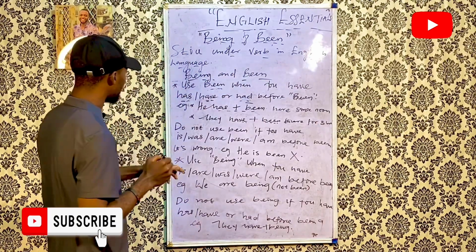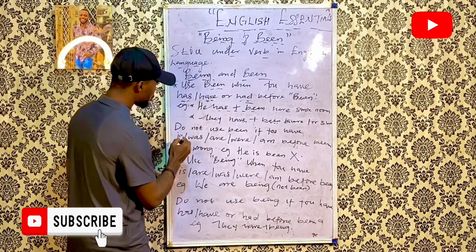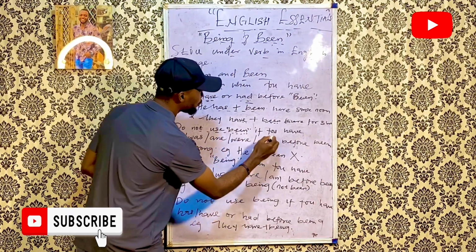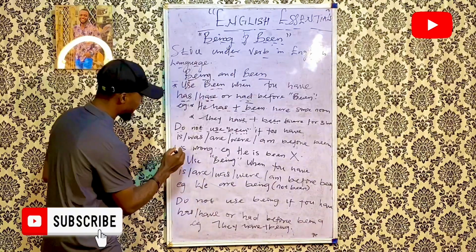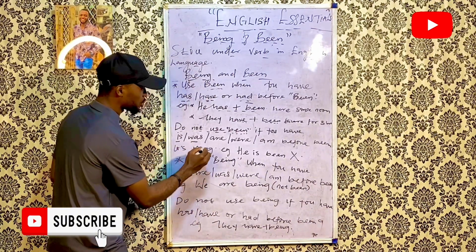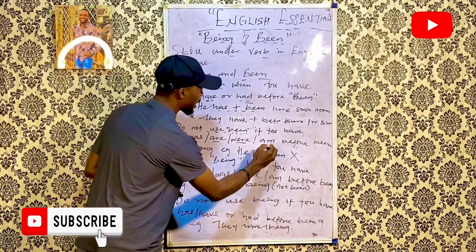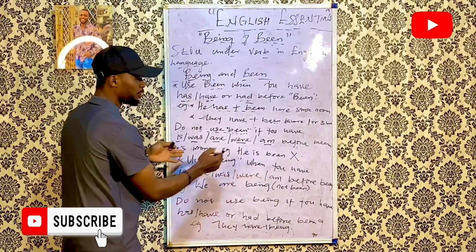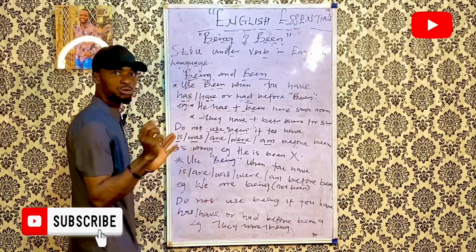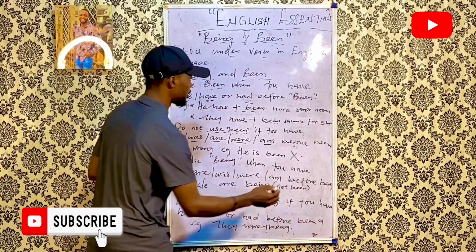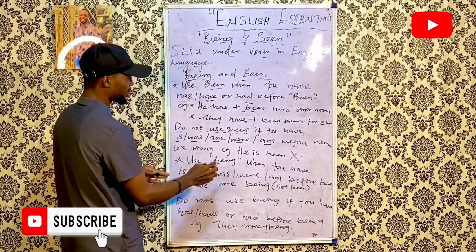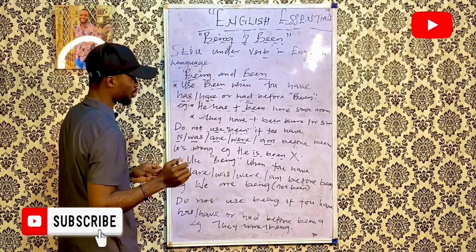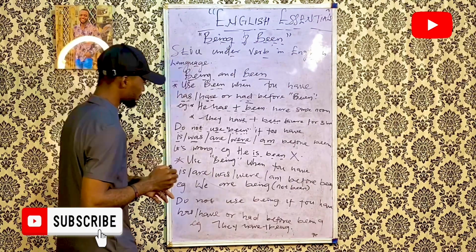Hope you are following. So another thing now: do not use "been" if you have verbs like is, was, are, were, am. If you find any of these verbs, do not use B-E-E-N before "being". It is wrong. Example, "he is been". No, it's wrong. It's very incorrect.